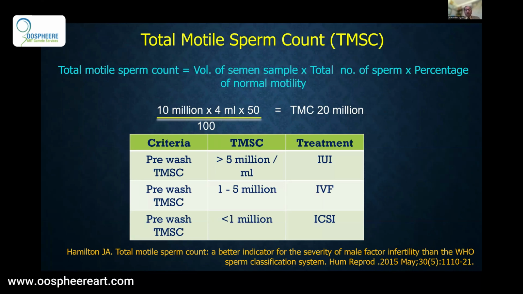So we need not really do this calculation of 10 million into 4 ml plus 50 divided by 100. No, you can just simply check the volume, check the count, and check the grade 4 percentage motility, and you will immediately understand how many grade 4 sperms I may expect after the wash, after the semen wash. So it clearly says that if you have more than 10 million per ml on the counting chamber, or if it is more than 5 million, then only you offer IUI treatment. Below this, probably the best is to give an IVF or ICSI option.